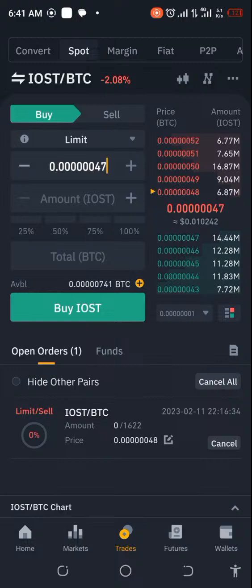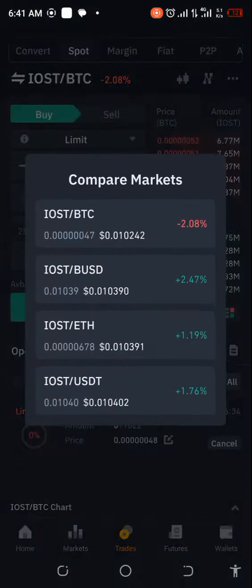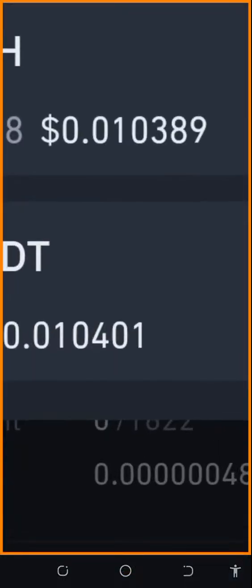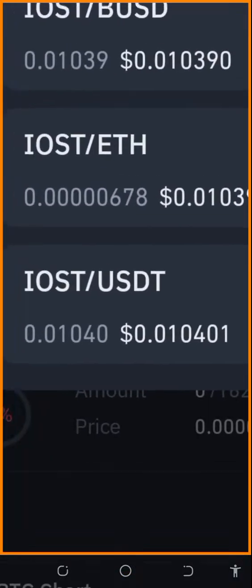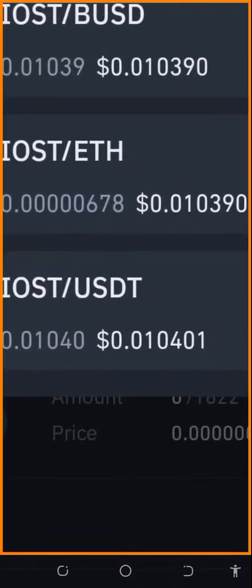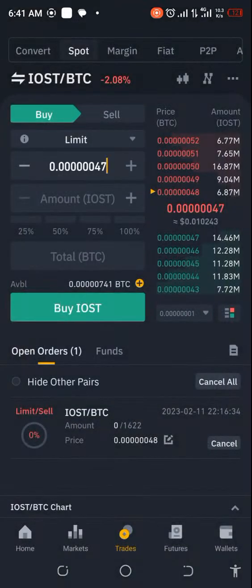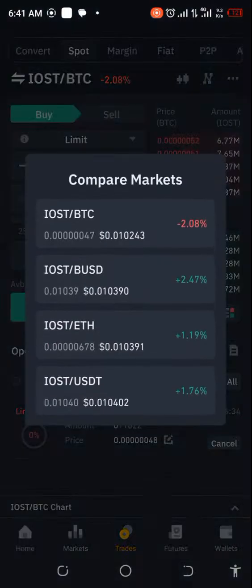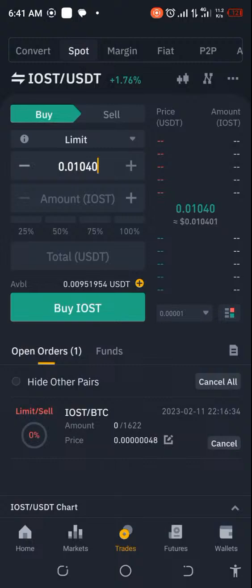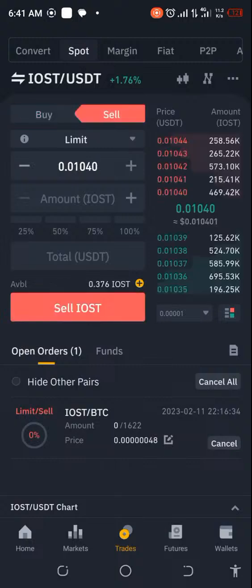Okay, so let me go to check the compare markets. Yeah, look at it. IOST USDT is actually 0.0104. So at this time, we can actually employ the boomerang strategy where we'll do the sellback strategy. We'll just check and see if this is going to give us some profit. So let's put it there and simulate first. Let's click on sell. As long as we're still having that, because we bought it at 0.0103.